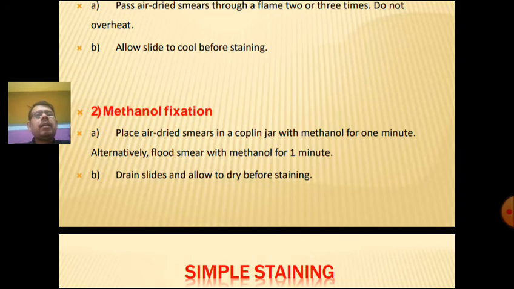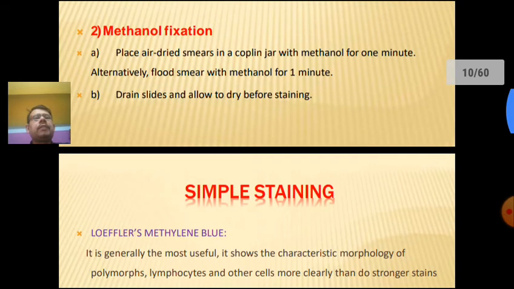Another method is methanol fixation. Methanol is a volatile liquid. If methanol is used, it will be removed easily and automatically, and then the smear will be fixed. Place the air dried smear in a coplin jar with methanol for 1 minute, or alternatively flood the slide, and allow the stained slide to dry before staining.